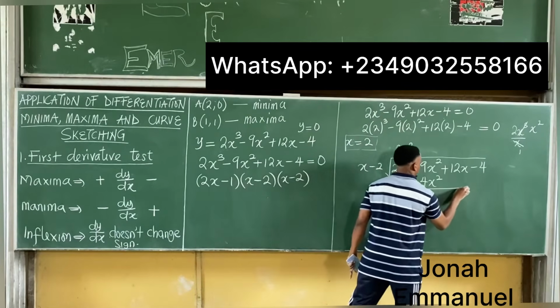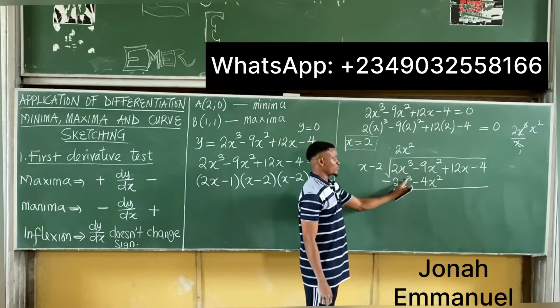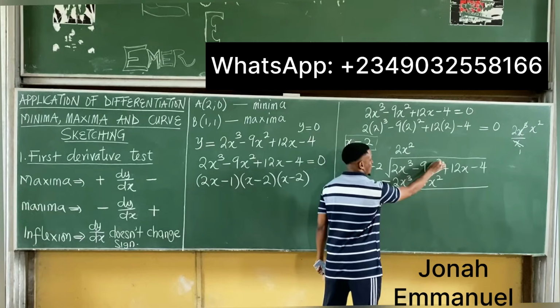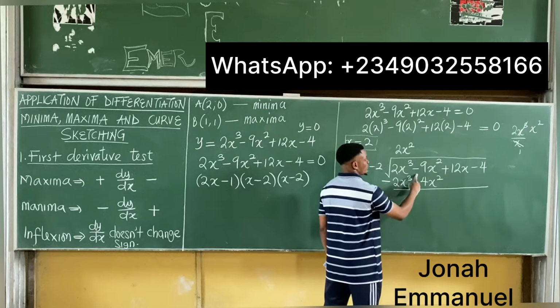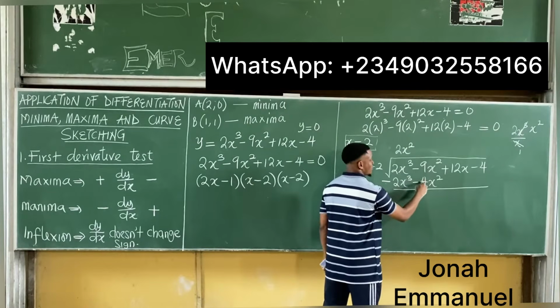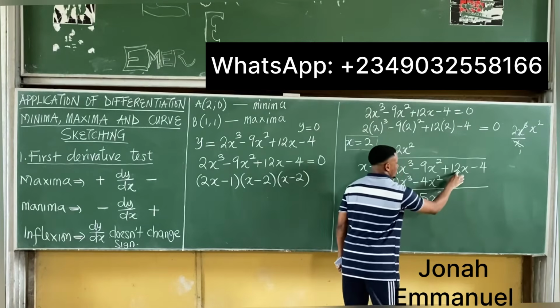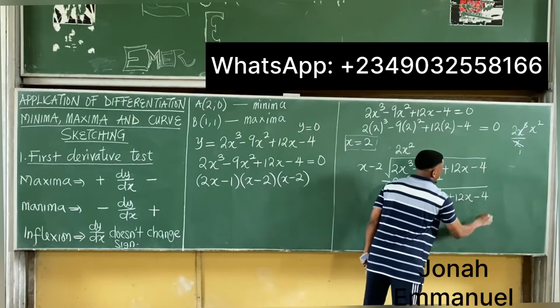Do your subtraction. If I subtract this, 2x cubed minus 2x cubed gives you 0. It's off. I now have minus 9x squared minus 4x squared. Minus minus 4 gives you plus 4. Minus 9 plus 4 is minus 5x squared. Bring this down, plus 12x. Bring this down, minus 4.